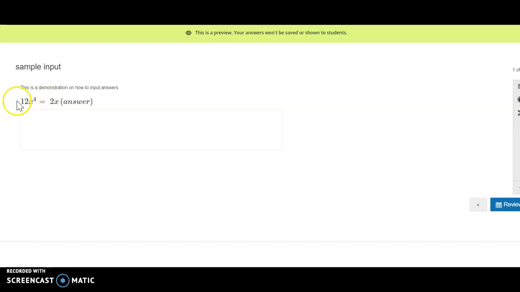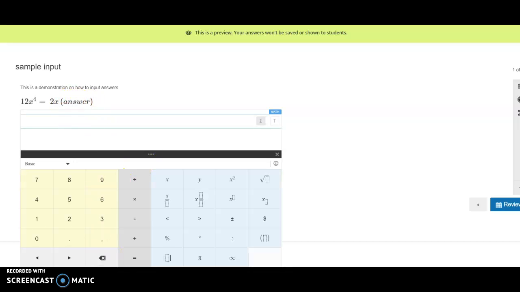So if I have a problem like this, 12x to the fourth equals 2x, and it says answer, they're wanting to know what goes in here. So when you click in here, the calculator comes up and you're going to use it. So 12 divided by 2 is 6. And then x to the fourth divided by x is x.